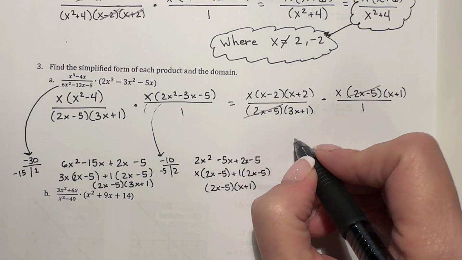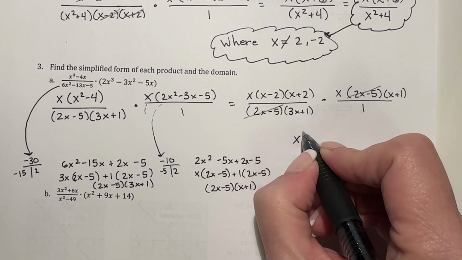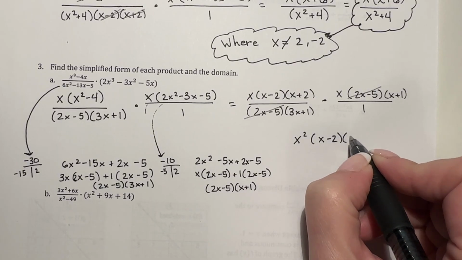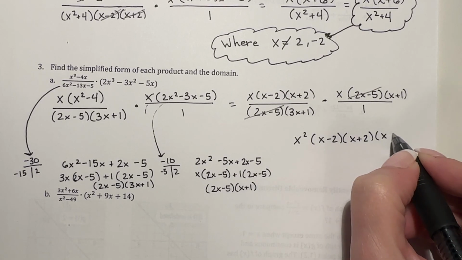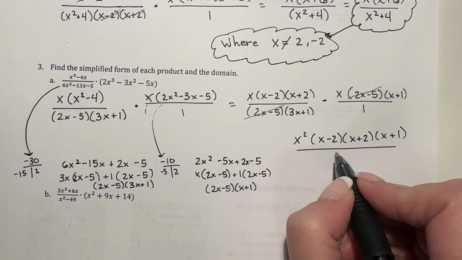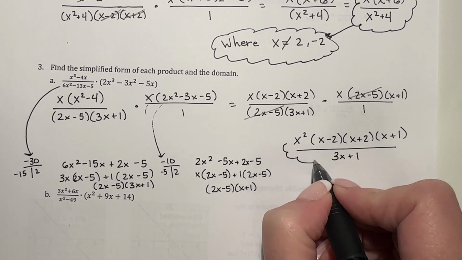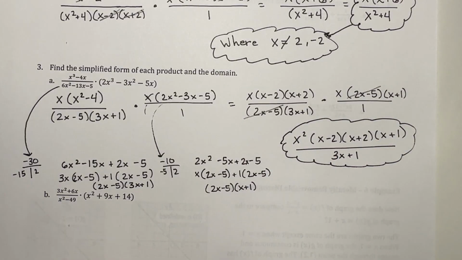Okay, remultiply. And again, you can put these terms in any order. X times x is x squared, x minus 2, x plus 2. And then there's an x plus 1. Don't leave that off. And then you've got that over 3x plus 1. Okay, so there is my multiplication problem. Sadly, I didn't get to cross a lot out.